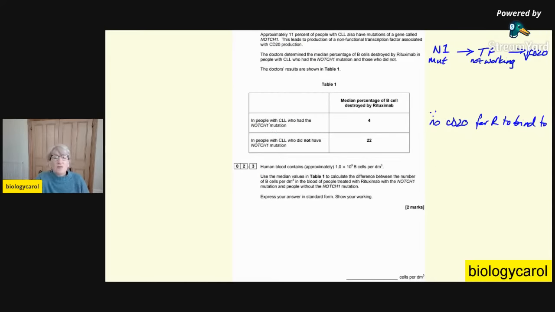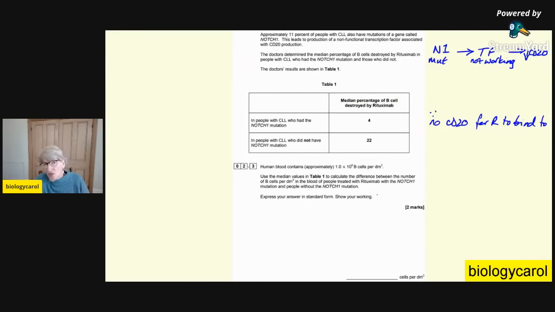And here I've pointed out, so here is the table. So in people with cancer who have had the Notch1 mutation, and for the moment I'm going to disregard the median, the percentage of B cells destroyed is only 4%, far less destroyed with the mutation than without. And that makes sense. And that must be because there is no or very little CD20 receptor for the rituximab to bind to. So I've read through the question, I've kind of got my head around what it's talking about.